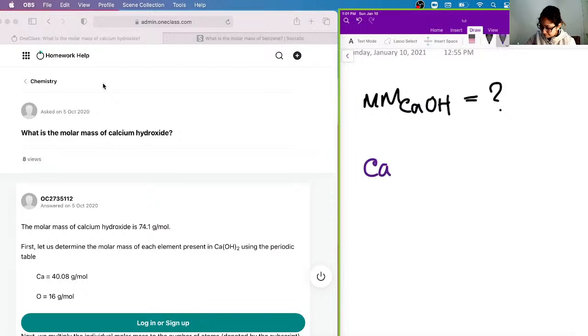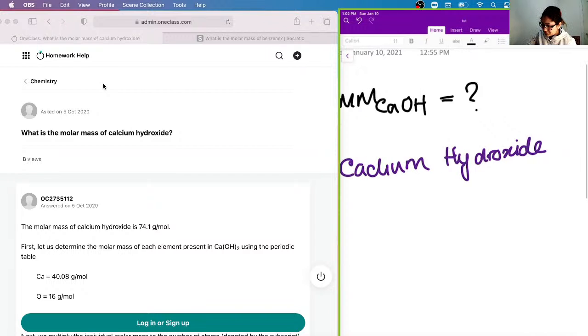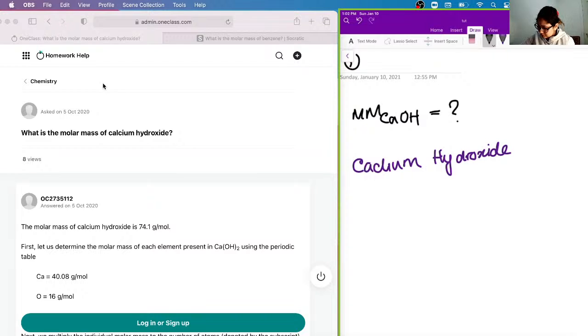So calcium hydroxide. The chemical formula for this is CaOH. So you have one atom of calcium, one atom of oxygen, and one atom of hydrogen. You're trying to find the molar mass of this compound. The first step would be to break down the whole compound into its individual atoms.